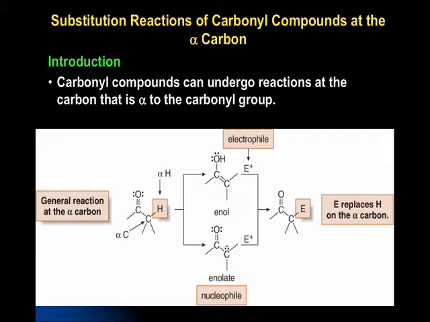And it turns out that these are good nucleophiles, okay? And they will react with electrophiles to make a new carbon-electrophile bond at the alpha carbon. So we can actually replace one of the hydrogens on the alpha carbon with some electrophile. So what might that electrophile be? Halogen. It could be halogen.